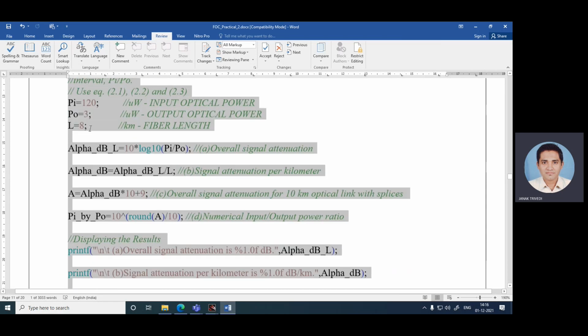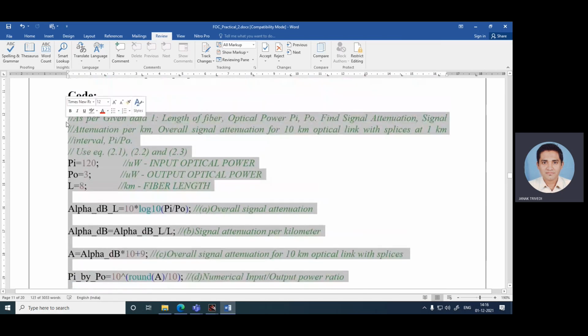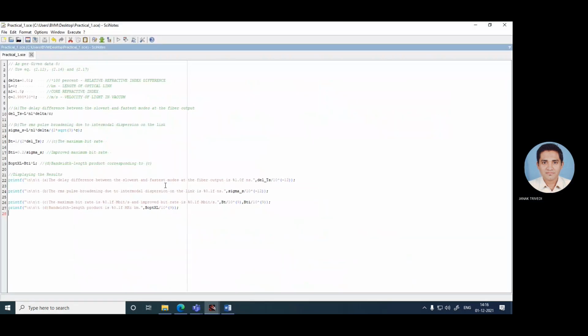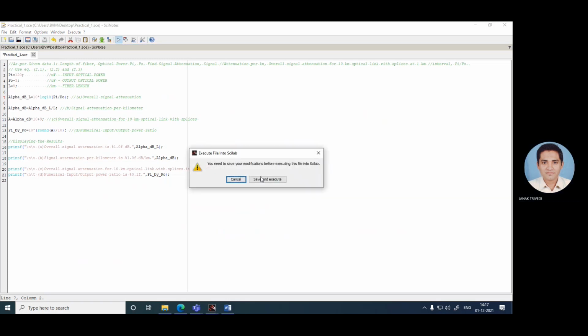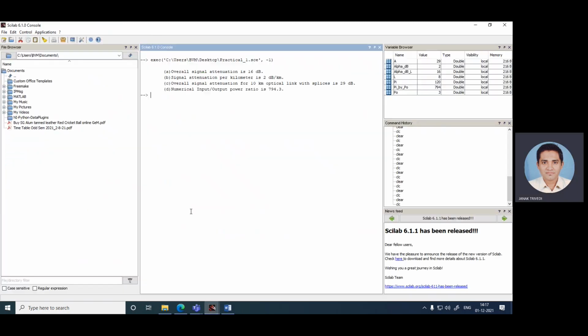So let's do this example in Scilab. This is the given alpha dB. Then we use equations 2.1, 2.2, and 2.3 to solve this example, and finally display the result. So the code is as it is. Now execute this code in Scilab. Execute, and this is the result.